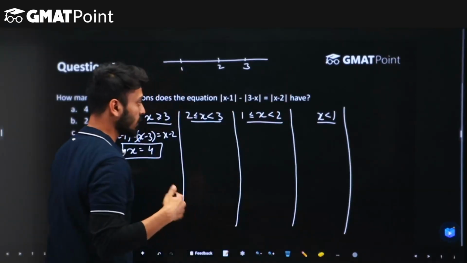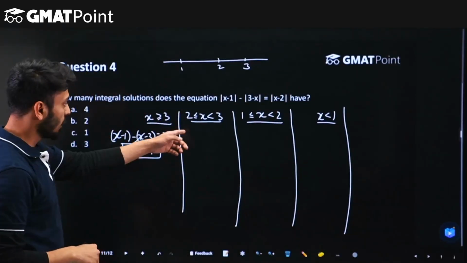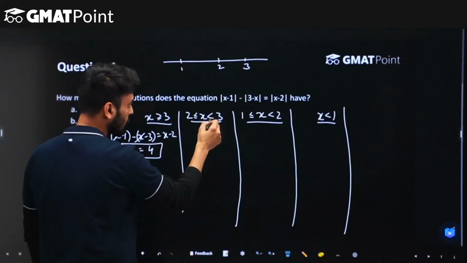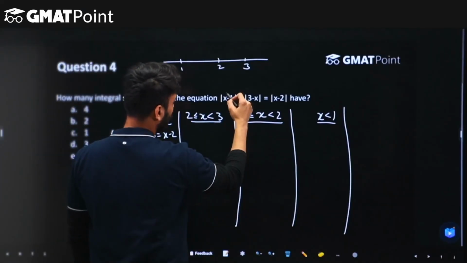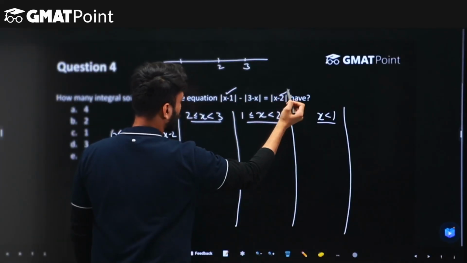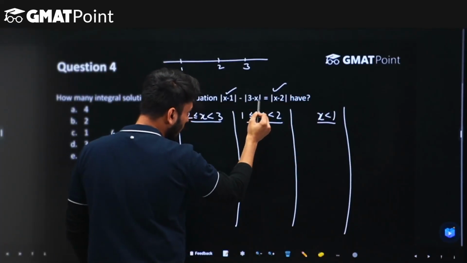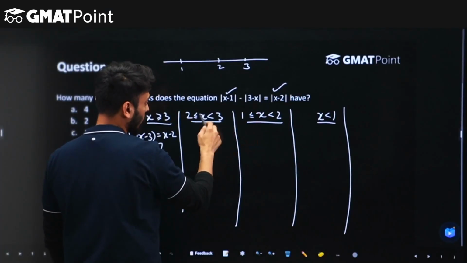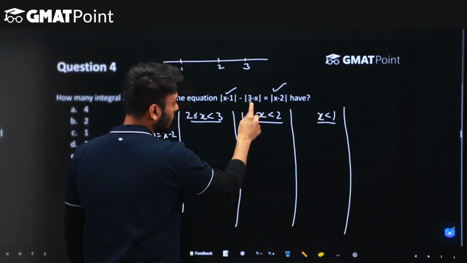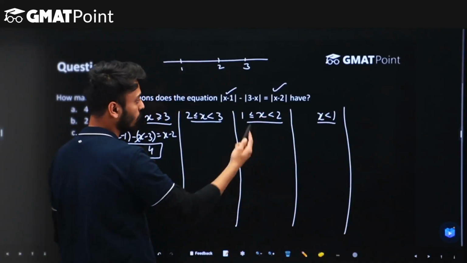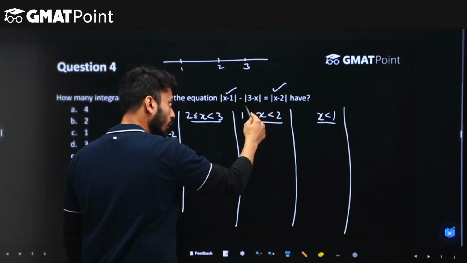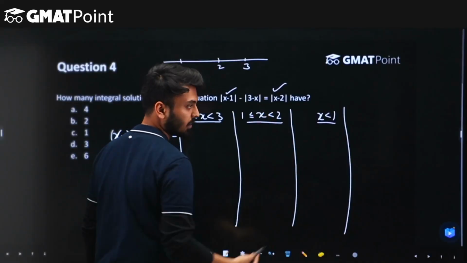So x equal to 4 is a valid solution. Let's look at the next region. Now, in this region, I am going to have x minus 1 positive, x minus 2 positive as well, because we are to the right of 2. But also this one now, again, left of 3 and greater than 2, let's say 2.5. 3 minus 2.5 is plus 0.5, which is positive. So this is now going to be positive as well and going to stay as it is.